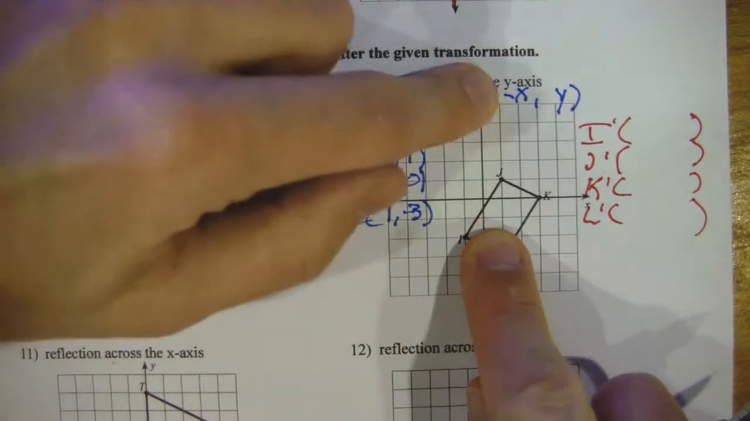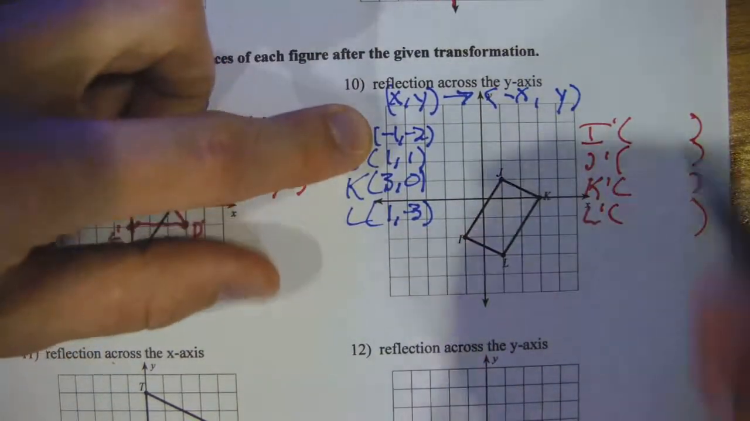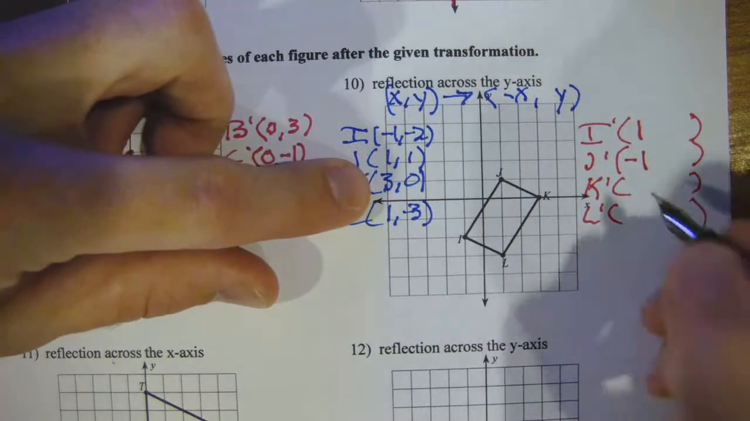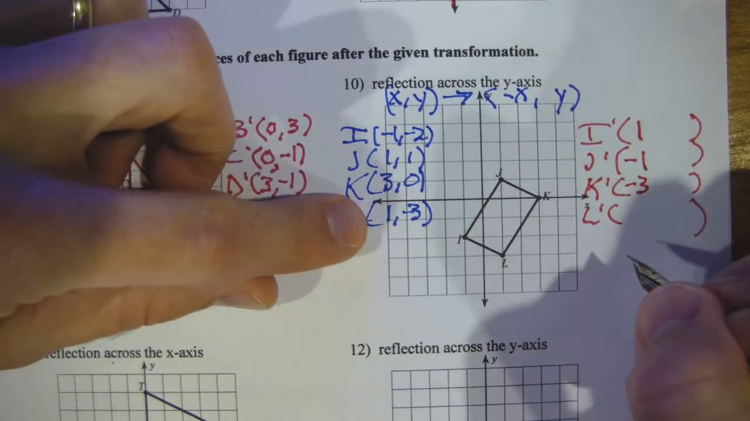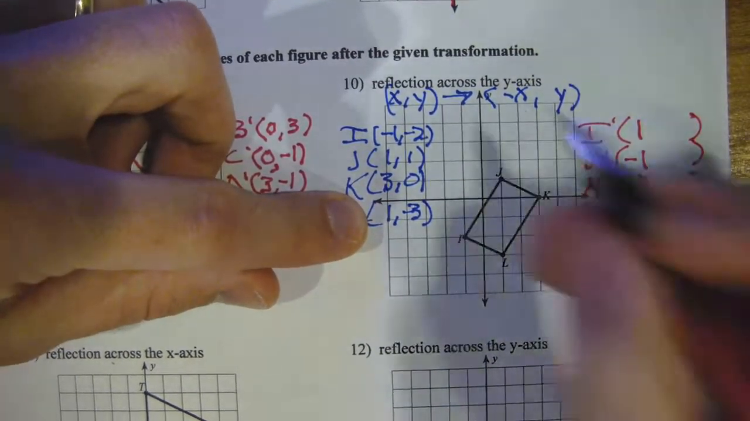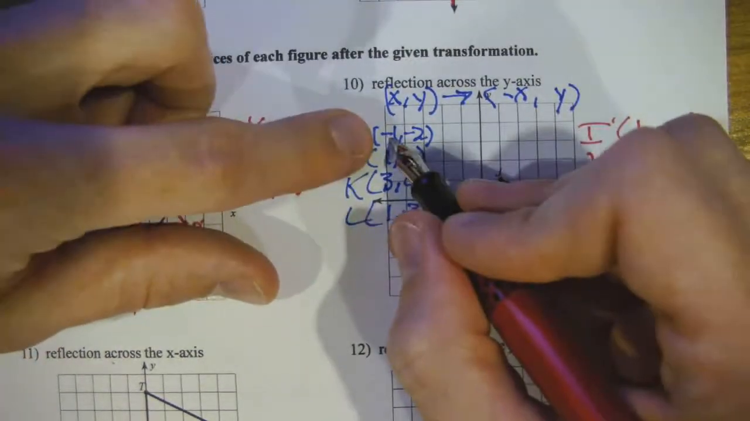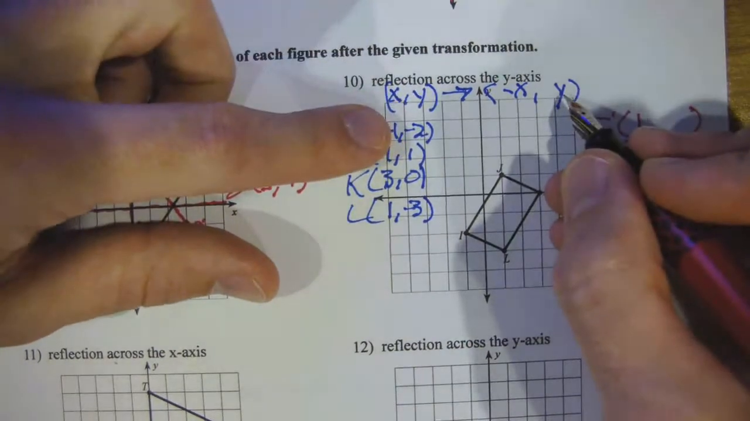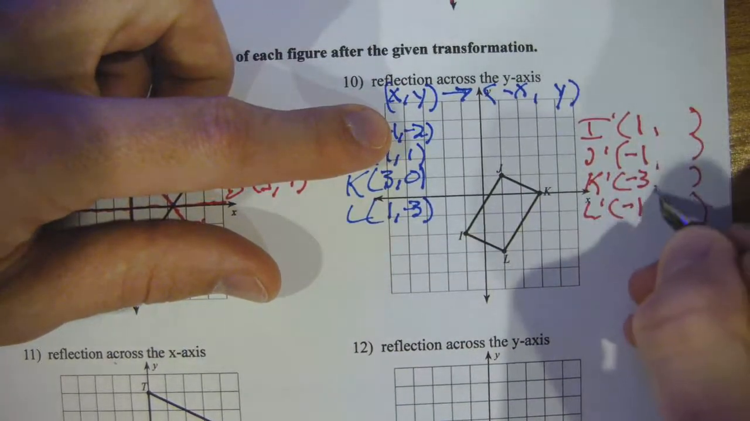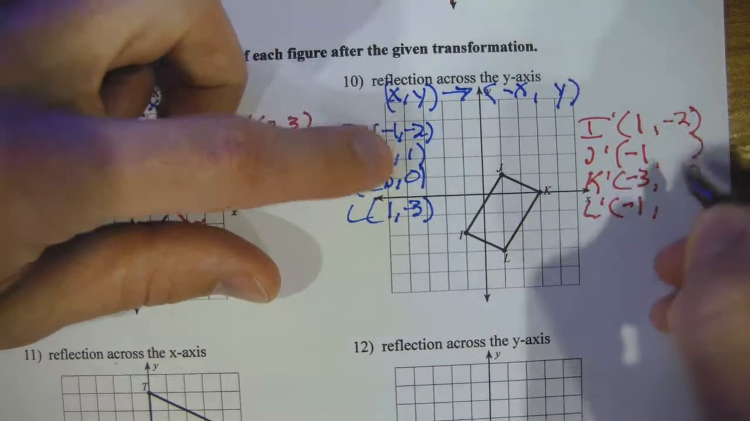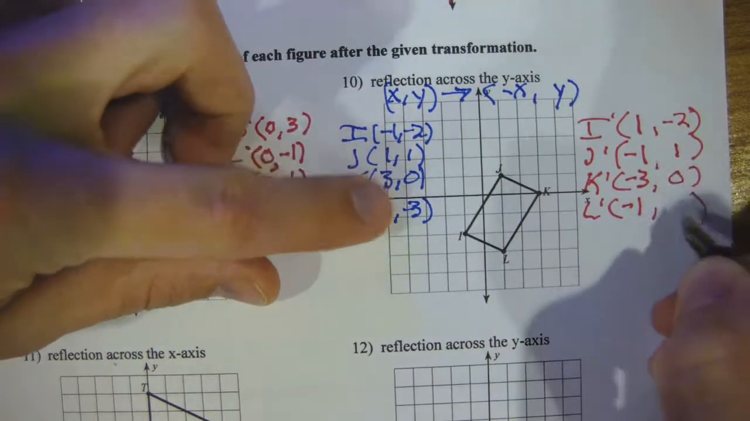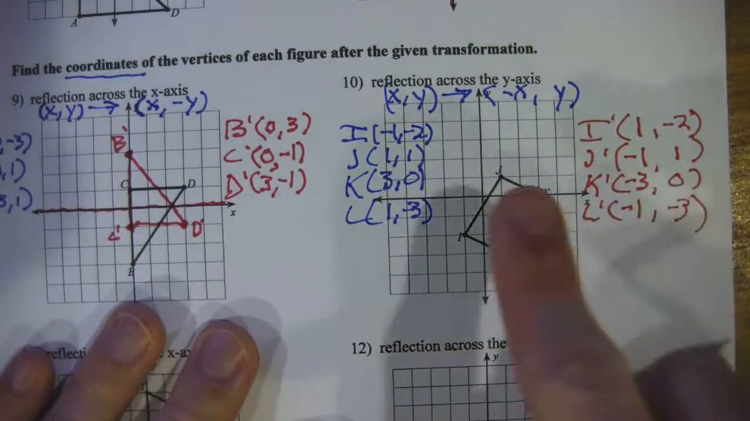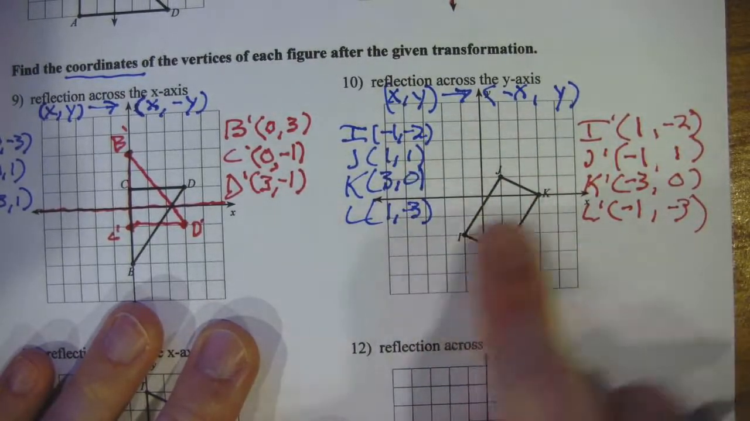All right, x's become opposites. So this -1 becomes positive. This +1 becomes negative. +3 becomes -3. +1 becomes -1. Again, this means opposite. So whatever this is, make it the opposite. Whatever this is, make it the opposite. Y's all stay the same. So -2, +1, 0, -3. We're done. All of these will be the new coordinates for where this image will end up.